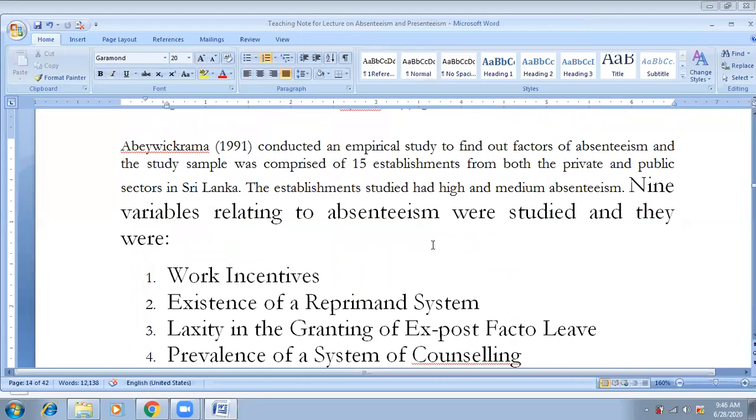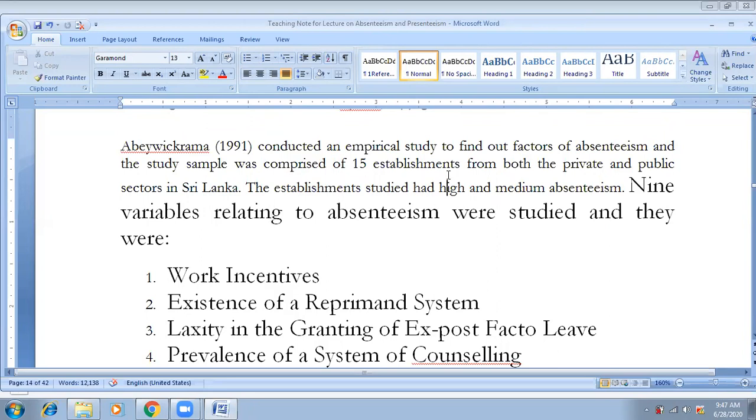Right. Then what about Sri Lankan studies? One study, thanks to Dr. Dorothy Abeywickrama. In fact, she is a she, not a he. I don't know whether she is living now. Many years ago, in 1991, when she was working as the head of HR in Sri Lanka Tobacco Company, she published a small book, which I read. From that book, I got these things.